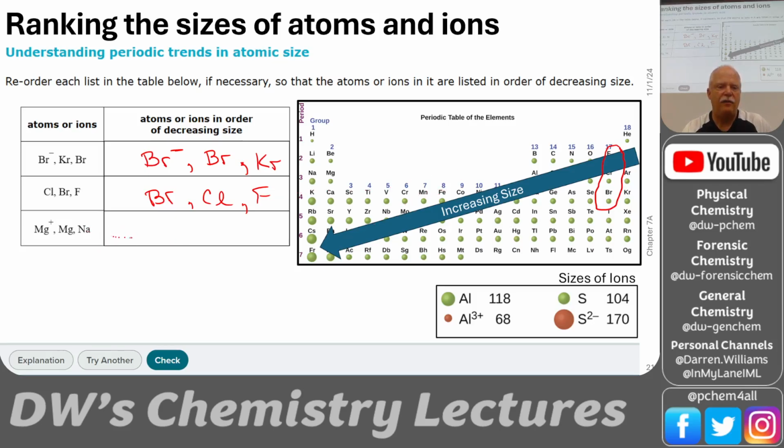And now we've got a cation involved. So we've got magnesium, magnesium cation, and sodium. So we've got this right here. The cation is going to be smaller than the neutral, so the magnesium cation is going to be the smallest thing. And this is telling us that sodium is larger than magnesium. So we start with sodium, and then we have magnesium neutral, and then when you take an electron off, it gets even smaller. So we have magnesium cation. Okay, that should make sense to you using this little trend chart.